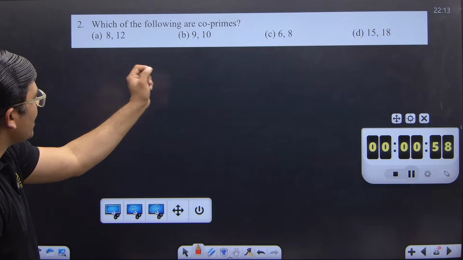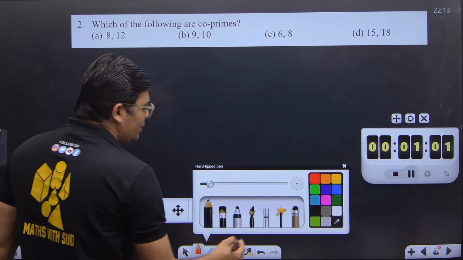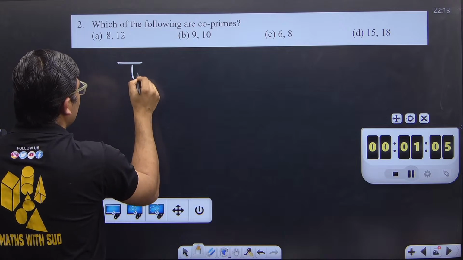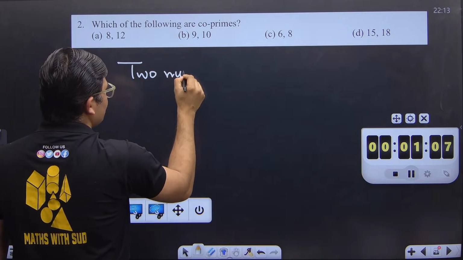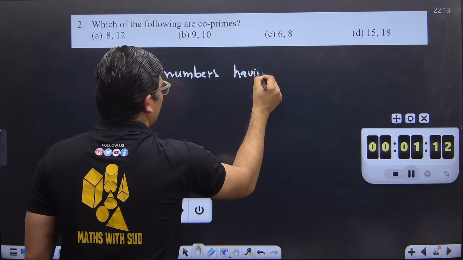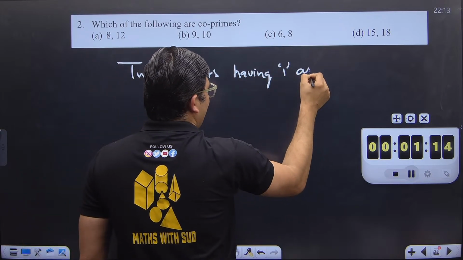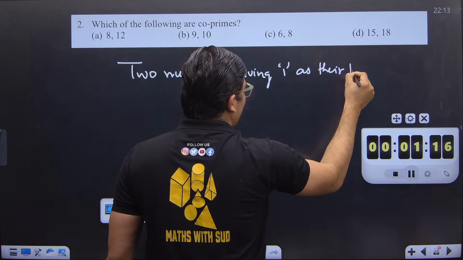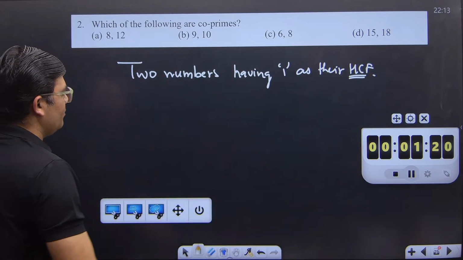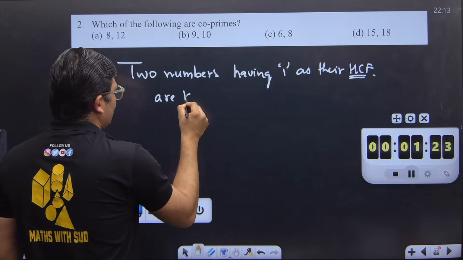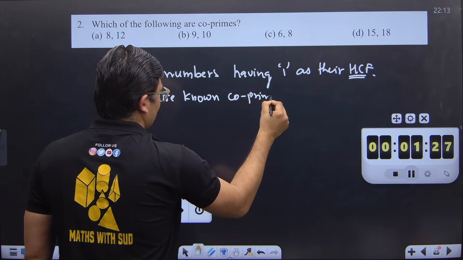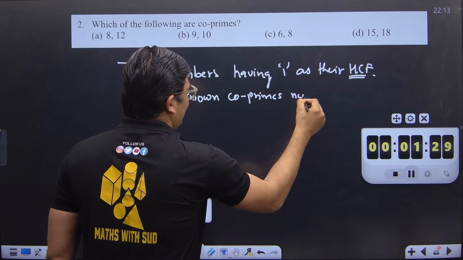So which of the following are co-primes? What is the definition of co-prime numbers? Write down: two numbers having one as their HCF, highest common factor, are known as co-prime numbers. There is one special thing about co-prime numbers, beta. Okay, I will take a test of you now.